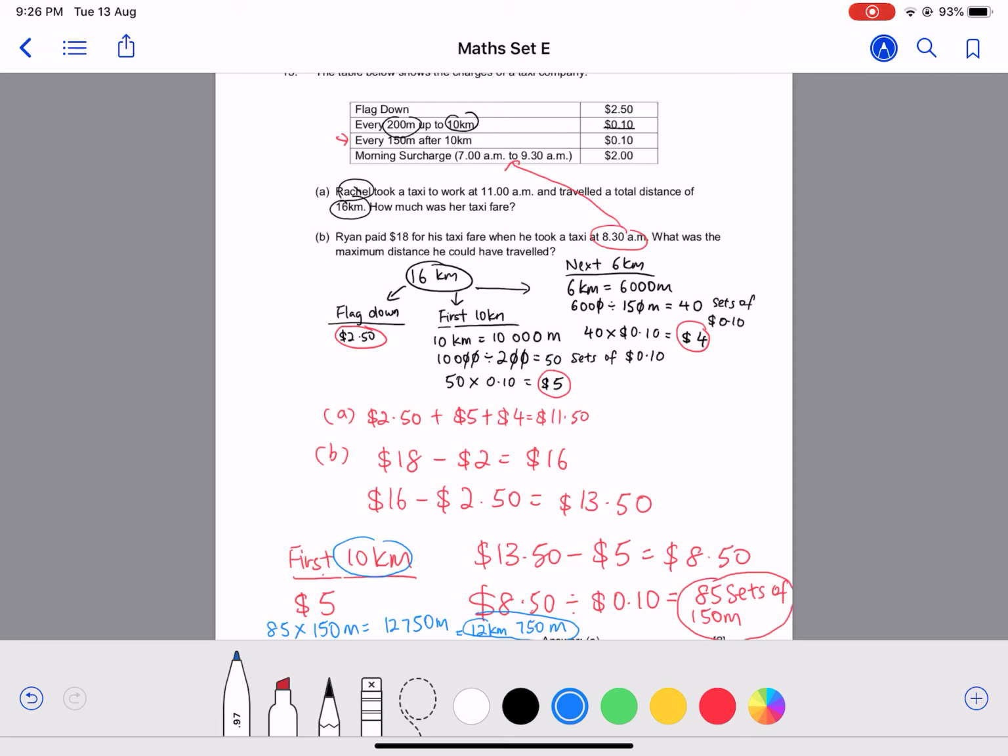Alright, quite a challenging rate question, I would say, but it can be done if you are neat and you know the table, what it's trying to say. Okay, again back to conversion.